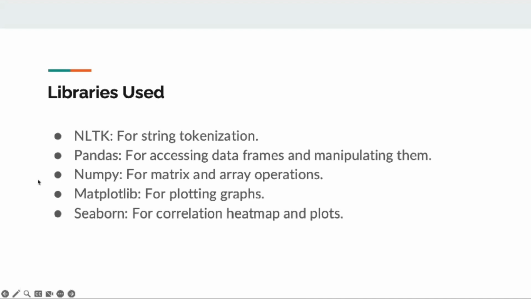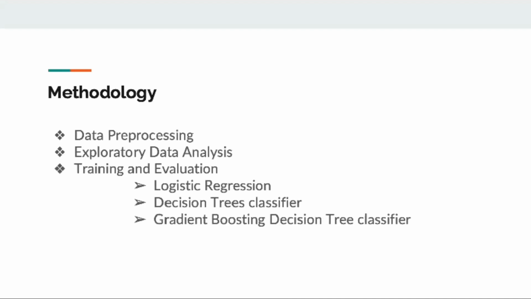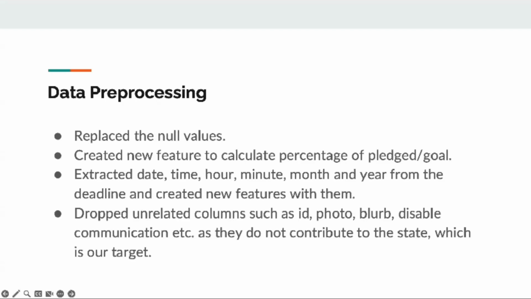To carry out this project, we leveraged various predefined libraries such as NLTK, which is used for text preprocessing, Pandas for accessing data frames, NumPy for array operations, and Matplotlib for plotting graphs. The methodology we followed is structured here. The first step is data preprocessing. The next one is exploratory data analysis, and the last step is training and evaluation. And for that step, we selected logistic regression, decision tree classifier, and gradient boosting decision tree classifier.